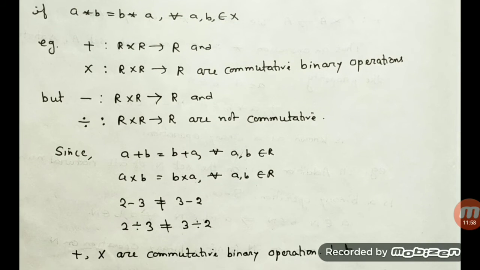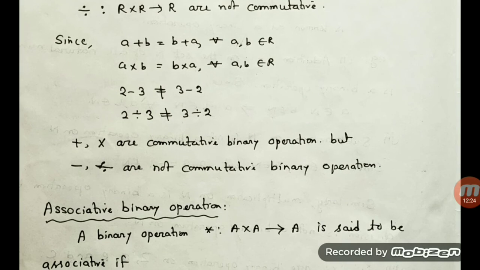So if it is yes, I had already told you, you state the definition. For example, for this, A plus B is equal to B plus A. So therefore, for all A, B, this is commutative. In the case of multiplication, A into B is equal to B into A for all A, B, therefore it is a commutative binary operation. In the case of subtraction, 2 minus 3 is not equal to 3 minus 2. Similarly, in the case of division, 2 by 3 is not equal to 3 by 2. So plus and multiplication are binary operations that are commutative, but subtraction and division are not commutative binary operations. Hope you understand what is commutative binary operation.